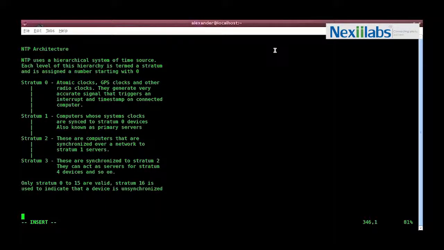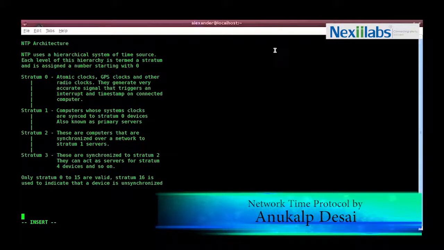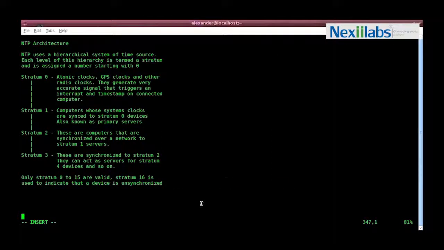The Stratum 1 devices, the computers which are connected to the Stratum 0 devices, are also known as primary servers. They serve time to Stratum 2 devices, and Stratum 2 devices in turn serve time to Stratum 3, and so on. Only Stratum 0 to 15 are valid. Stratum 16 is used to indicate that a device is unsynchronized. So now, having considered a brief overview of NTP, let us go ahead and understand the basic NTP client configuration that you can perform on your computer.